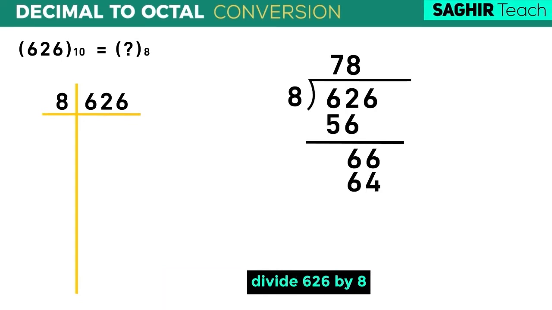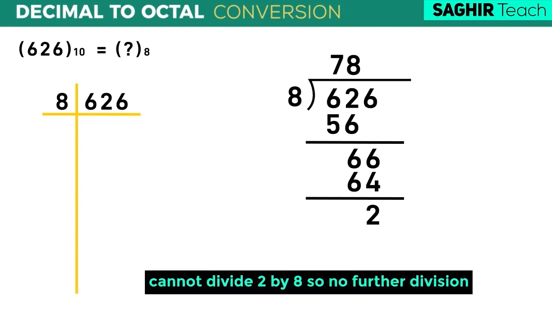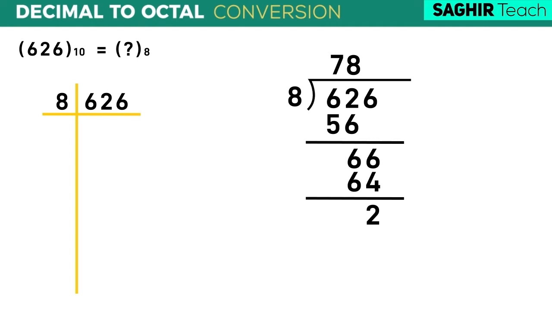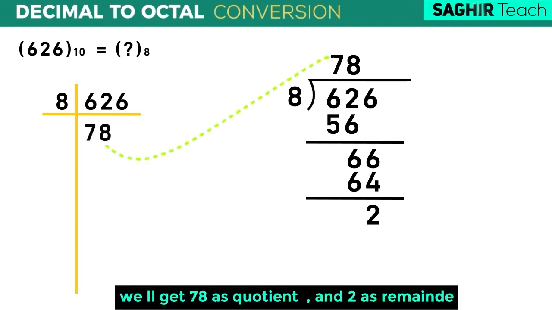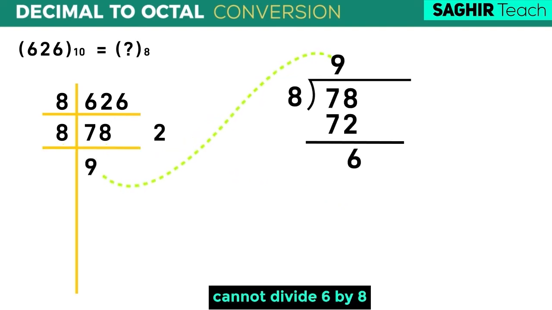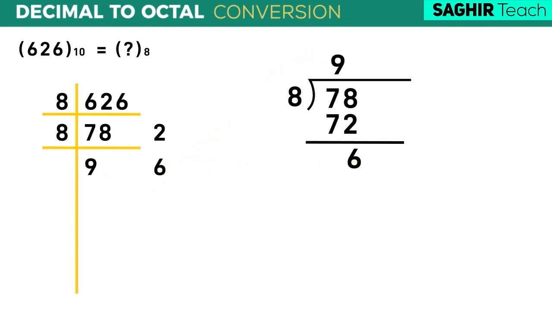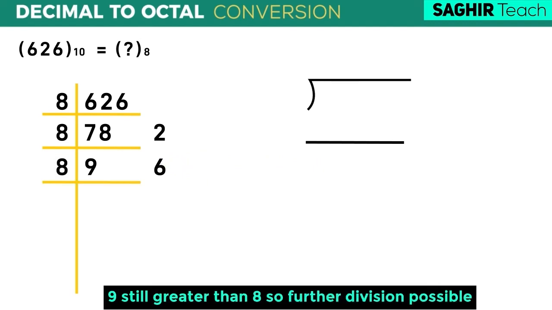After the first calculation, what we get is 78 as the quotient and 2 as the remainder. As we can see, 78 is not less than 8, so we will continue our division process, and at the end of this calculation we get 9 as the quotient and 6 as the remainder. As we can see, we have got 9, so we have to perform at least one more calculation.